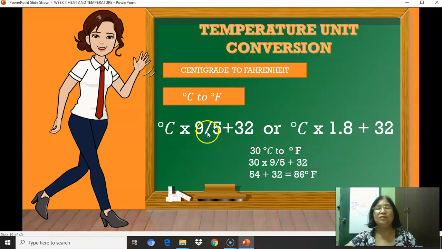So choose whichever is easier for you. If you want to use 9 over 5 or 1.8. If 1.8, then 30 times 1.8. Now after getting the product, plus 32, and that is your Fahrenheit.